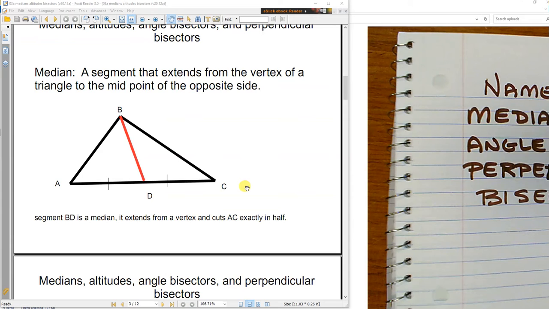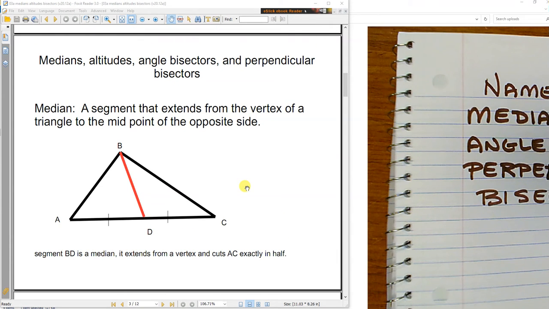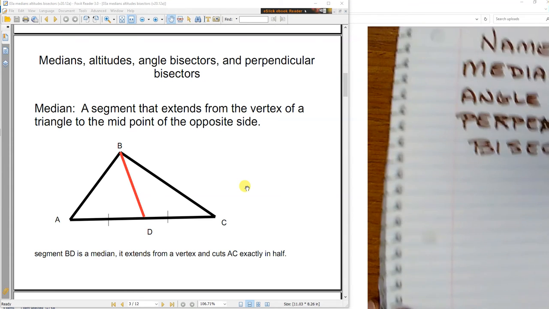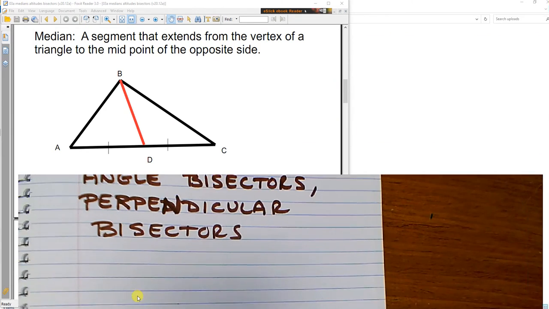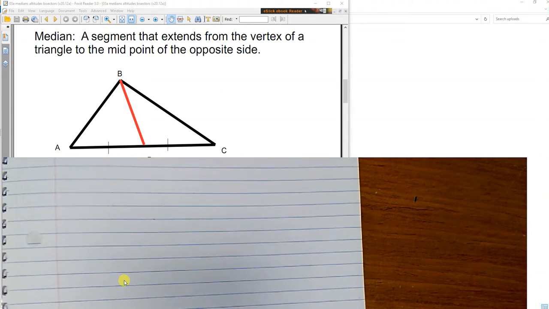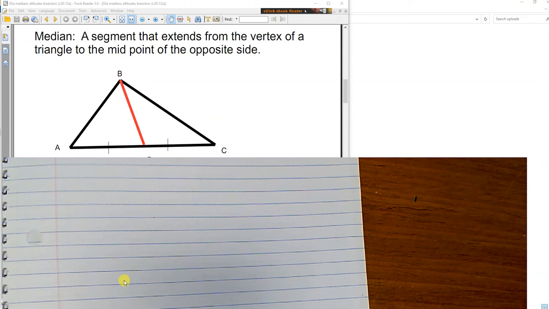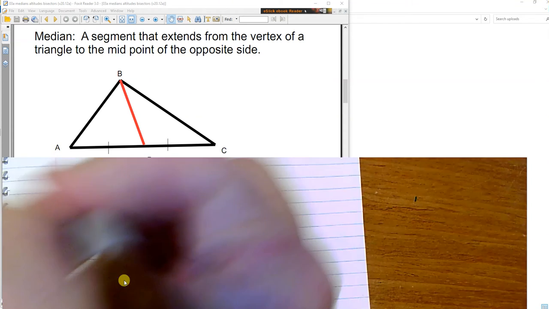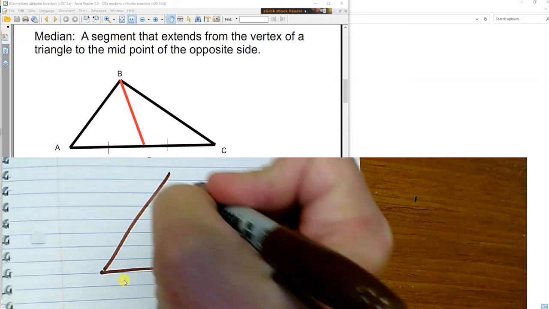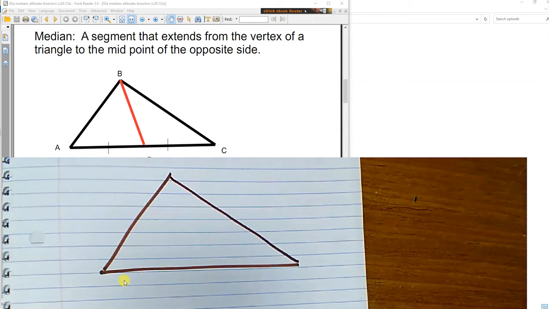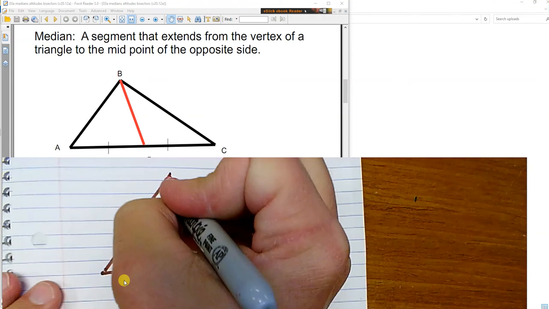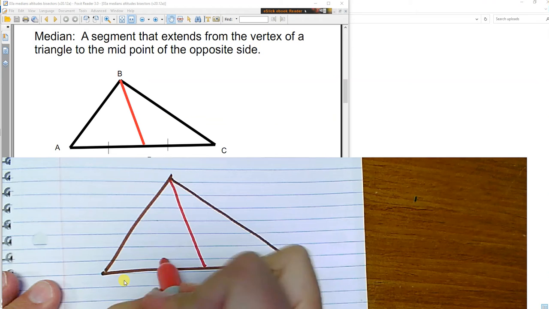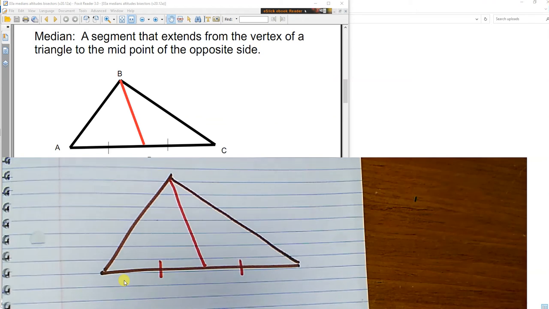Okay, so a median. A median is a segment that extends from the vertex of a triangle to the midpoint of the opposite side. We're going to put that into our notes. So I have this wonderful triangle. A median goes from one vertex to the opposite side, and it cuts that opposite side in half.